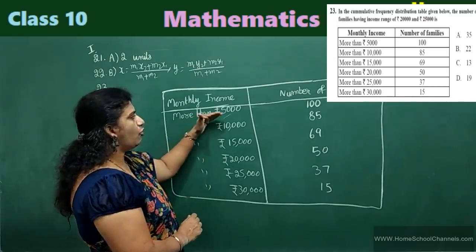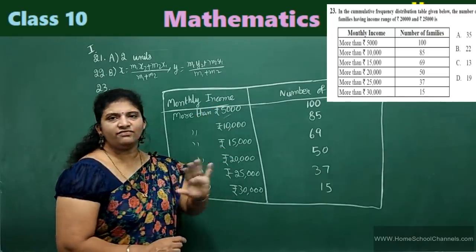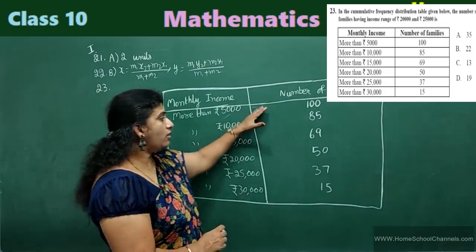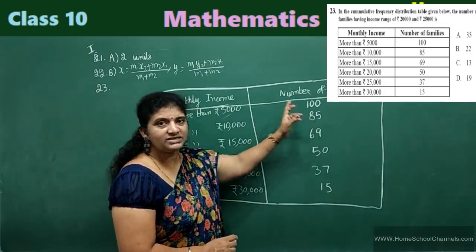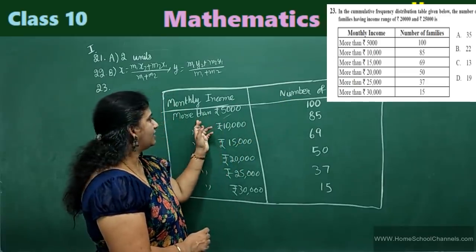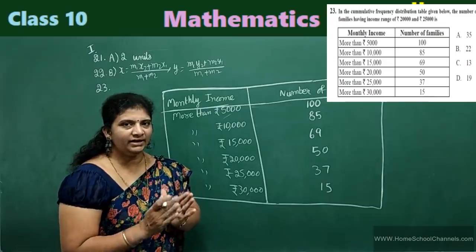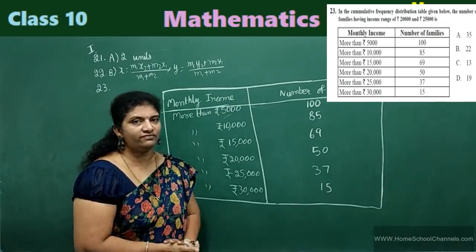I can see here more than 5,000. See, these are all more than 5,000 only. More than 5,000 means all the frequencies are there here. Total families, 100 families are having an income more than 5,000 rupees. But my question is only 20,000 to 25,000.